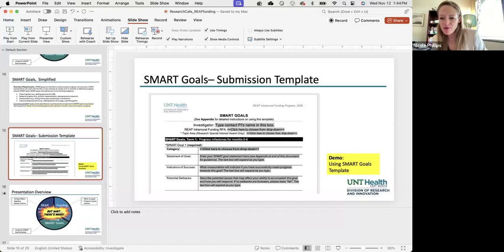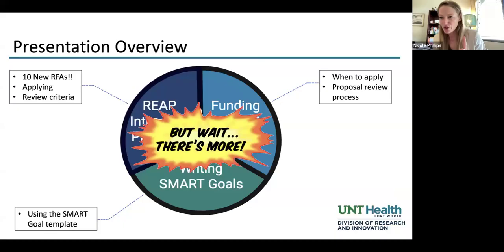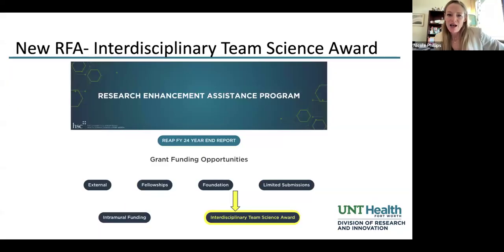Okay, so I'll just hop over here. These are the topics that I wanted to cover, but wait, there's more. So Becky already kind of spoiled this for me, but there's one additional grant mechanism I wanted to make sure I bring to everyone's attention right now. I'm super excited about it. I've worked closely with UNT to help pull this particular RFA together. And we have some plans for some activities to help connect people between our campuses for this particular award. So back to our REAP landing page.